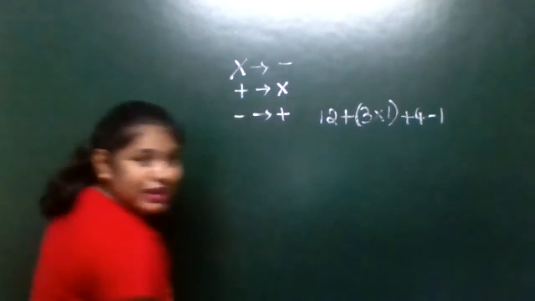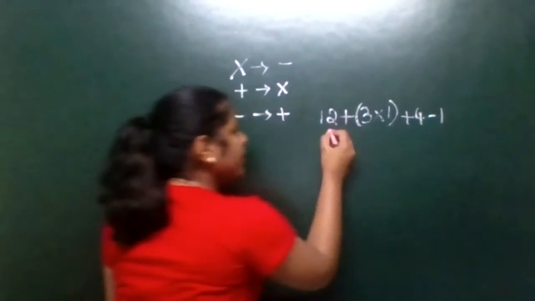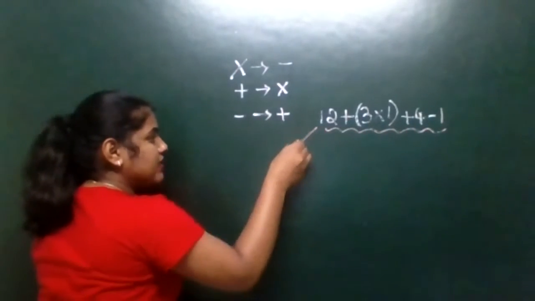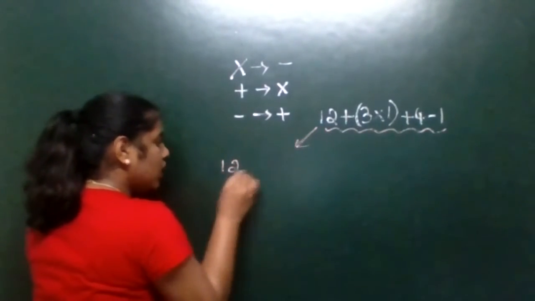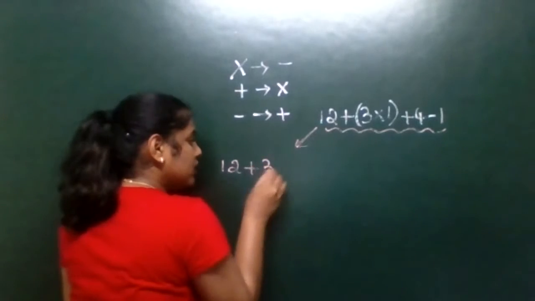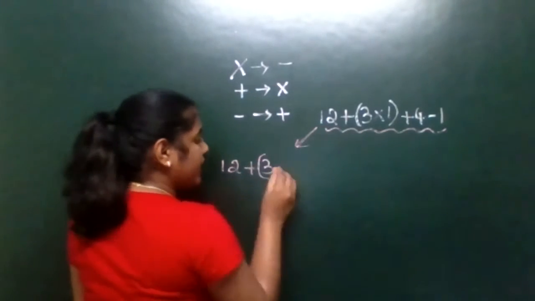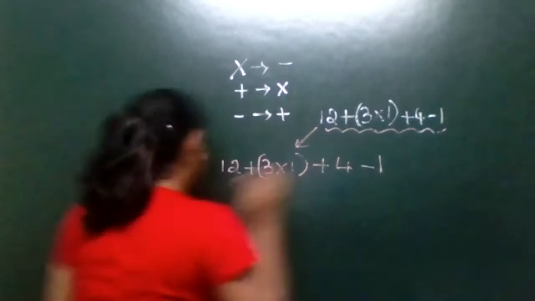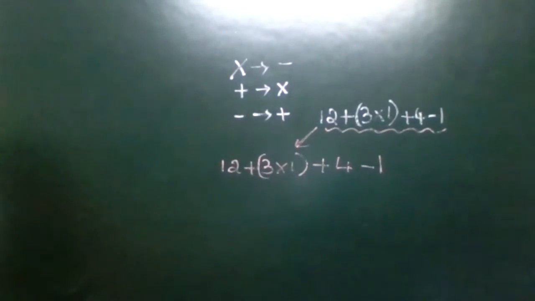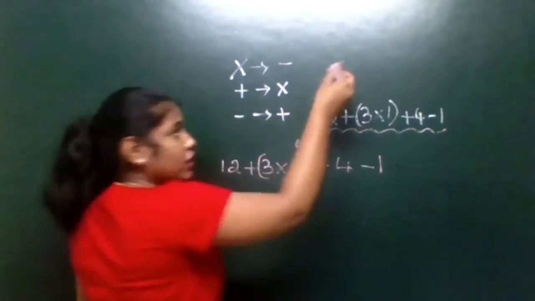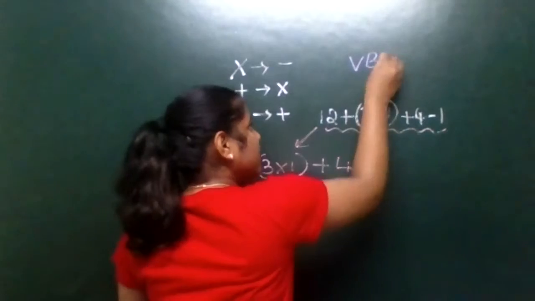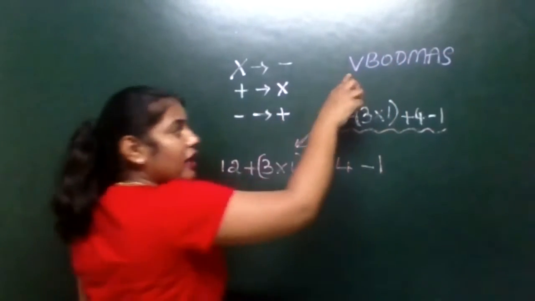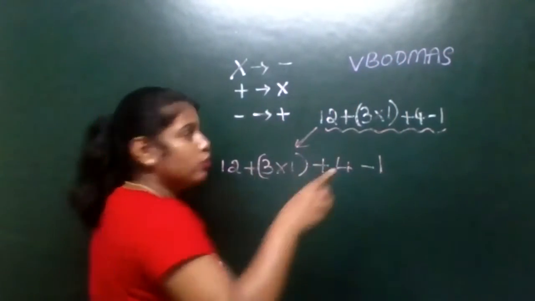What is the first step now? My first step is to write the problem as it is. 12 plus 3, that is the bracket, into 1 plus 4 minus 1. Now apply the BODMAS rule. Students, listen. Do we have any orders or brackets? No.